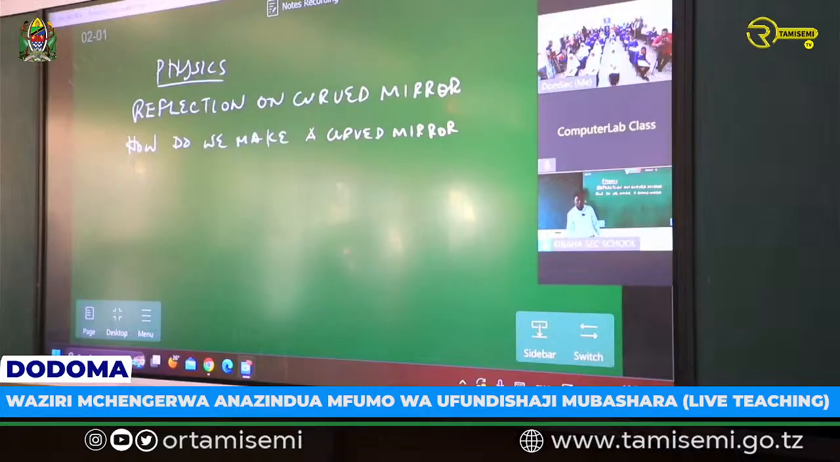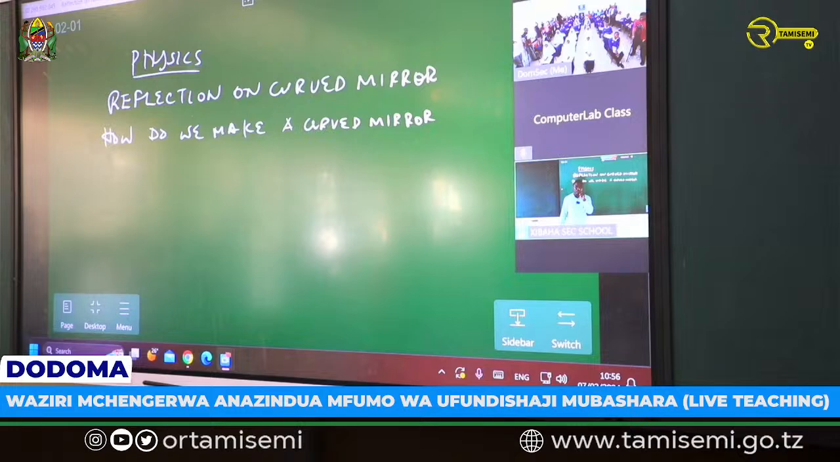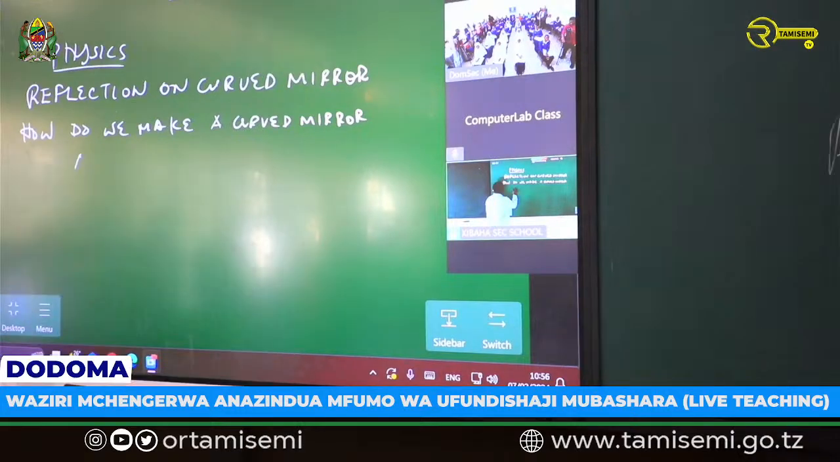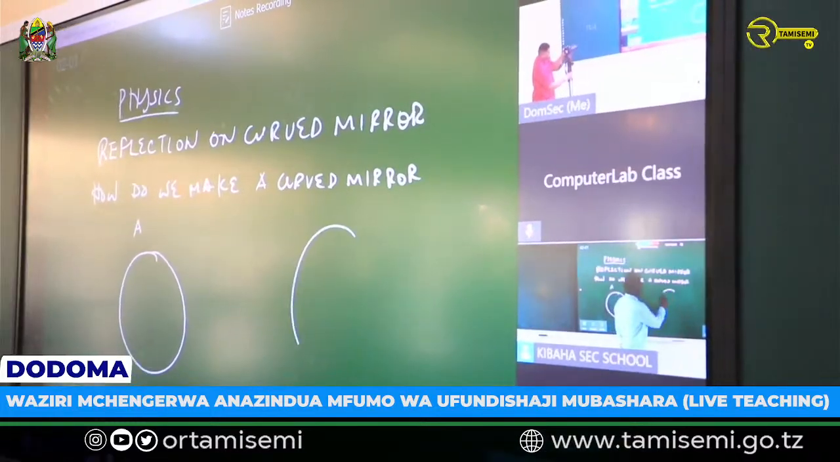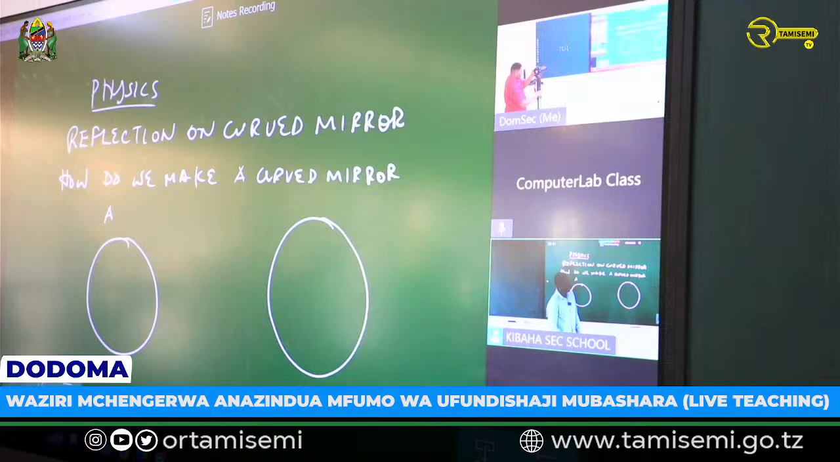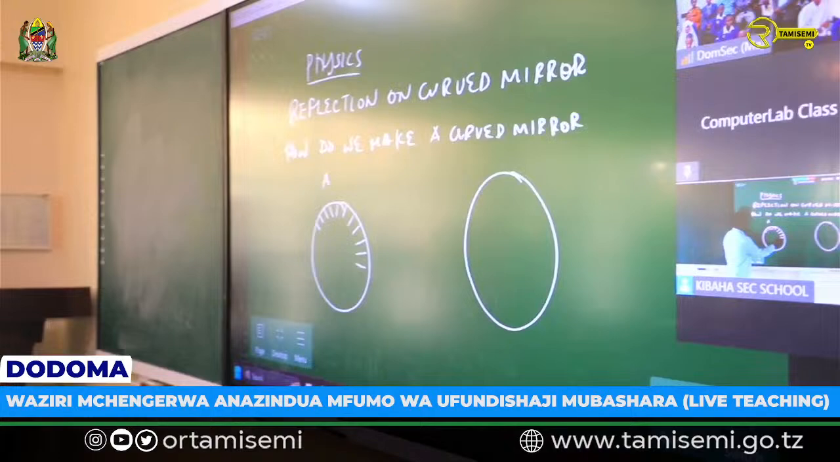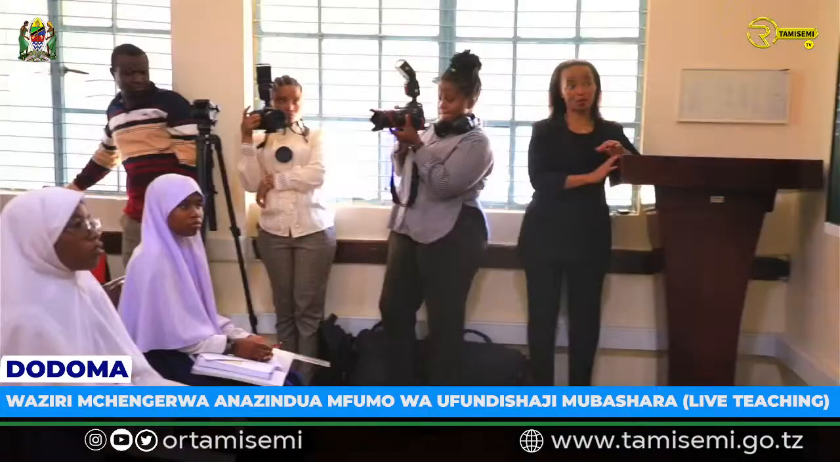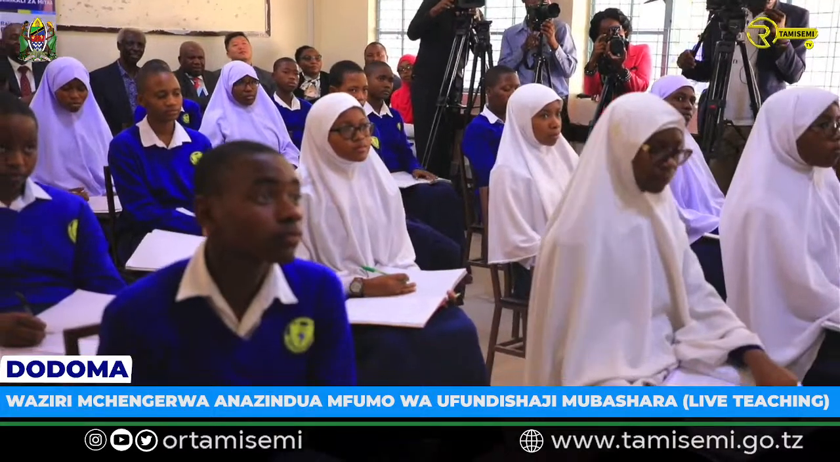We are going to have two instances, which means we are going to have two spheres. One is sphere A of this type, the other one is sphere B. Sphere A will be painted from inside. And sphere B will be painted from outside.